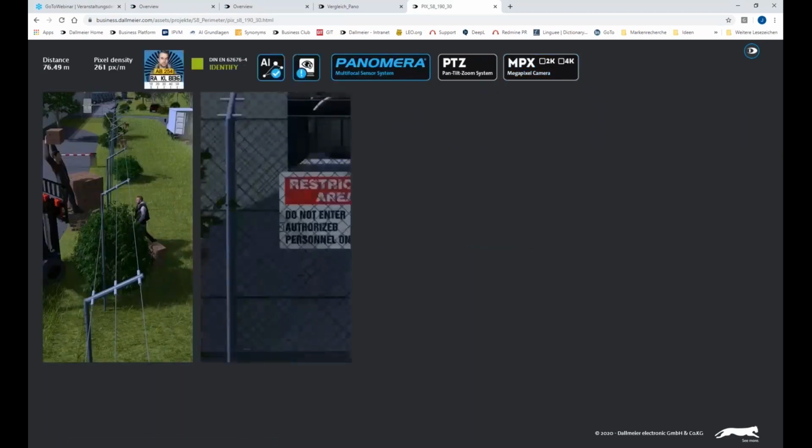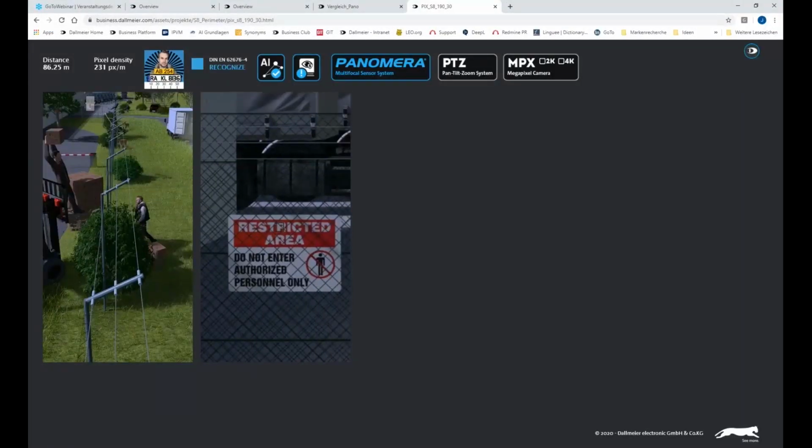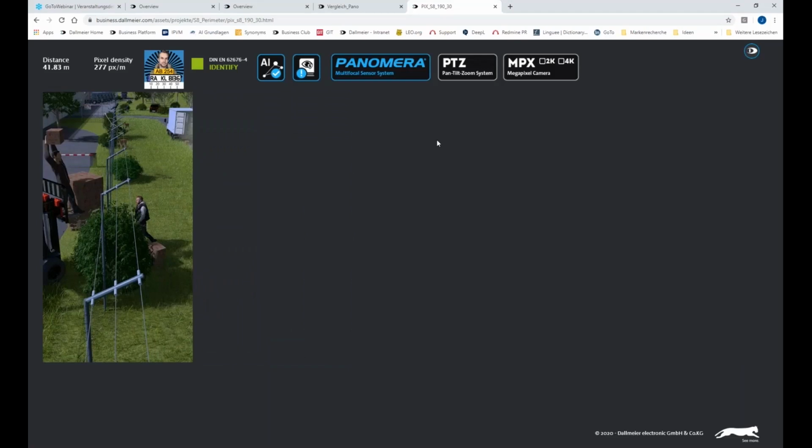And then with Panomera, I have both, the best of both worlds. I have the overall scene. I record everything. I can have multiple colleagues look into different areas of the entire scene, and I have the highest possible resolution density across the entire area there.